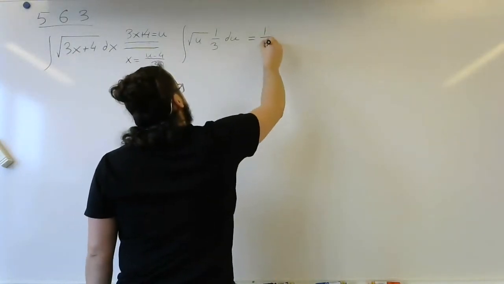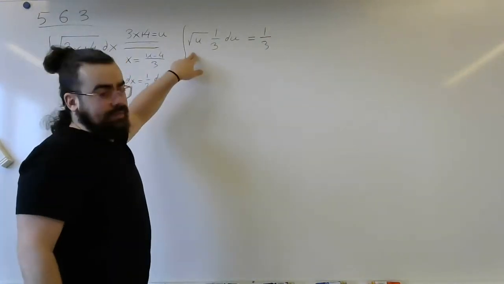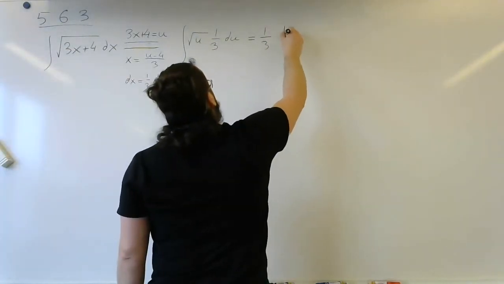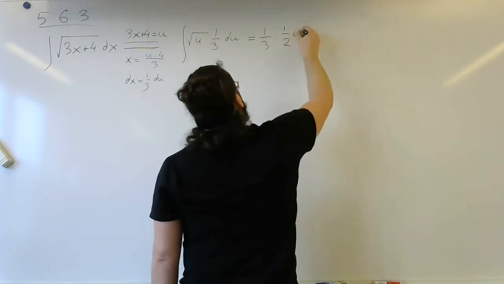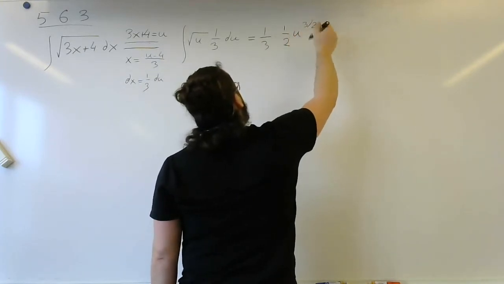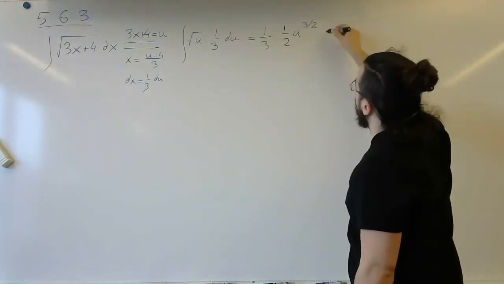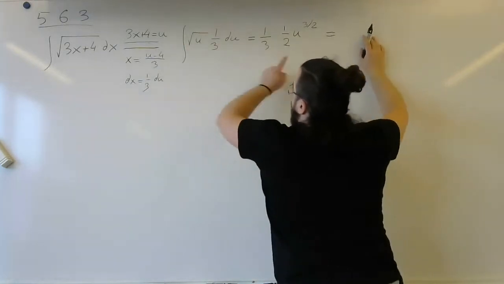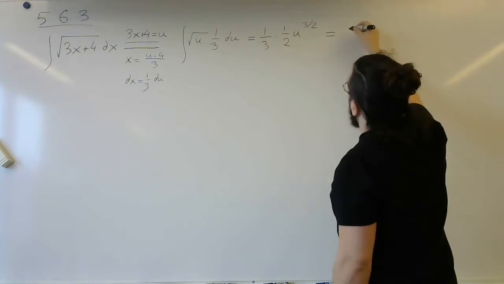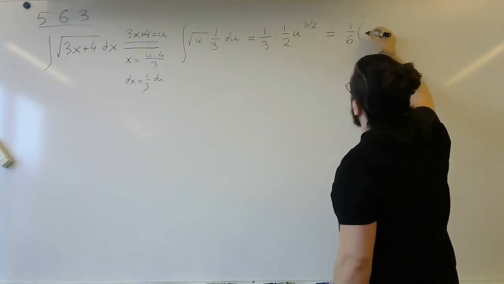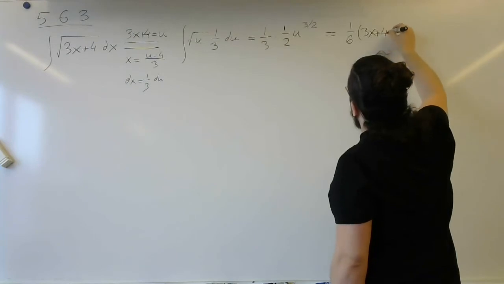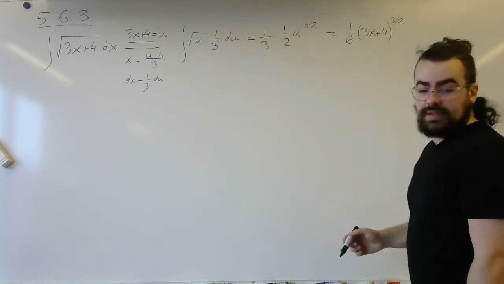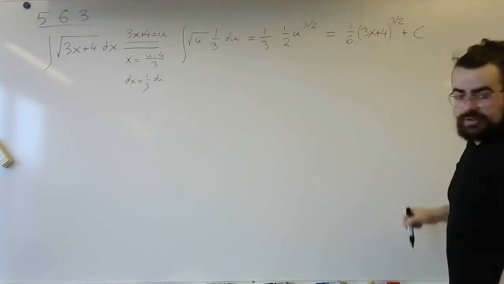So here what we have is this 1/3 that goes out. This is u in power 1/2. It's a polynomial on u. So the form of this integral is 1/2 of u in power 3/2. Now we unsubstitute. We return the substitution back where it belongs. And this is 1/6 (3x + 4) in power 3/2. And since this integral is indefinite, we have to add a constant.